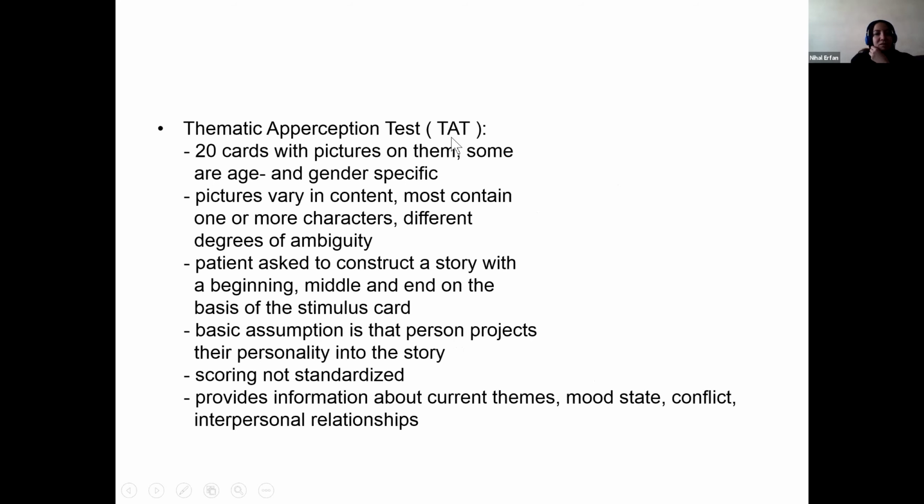The TAT is 20 cards with pictures on them. Some are age and gender specific. Pictures vary in content, right? They may contain one or more characters with different degrees of ambiguity, all right? The patient is asked to construct a story with a beginning, middle, and end based on the stimulus card. The basic assumption is that persons really project their personality into the story. So in the story, it is them, right? Scoring is not standardized, right?